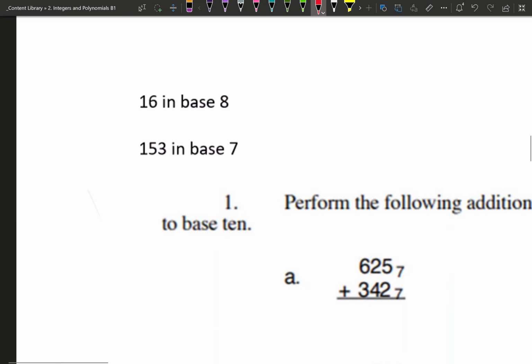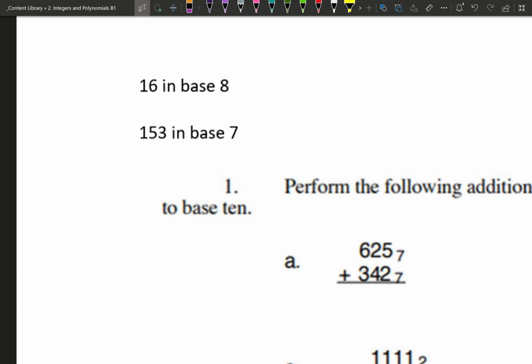So representing 16 in base 8, we've got our ones place, our eights place. 16 divided by 8 is 2 with a remainder of 0. Oh, look. And that's all we need to do there.